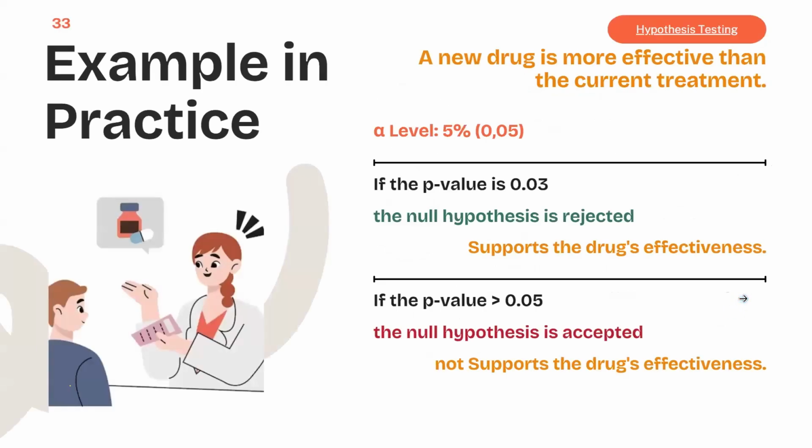Now see an example scenario: a new drug which is more effective than the current treatment. We take the significance value as 5%, that is 0.05. If the p-value is 0.03, which is less than 0.05, then the null hypothesis is rejected. It supports the drug, that the drug is effective. If the p-value is greater than 0.05, say 0.07 or 0.08, then the null hypothesis is not rejected. That means it does not support the drug. It says the drug is not much more effective than the previous treatment.